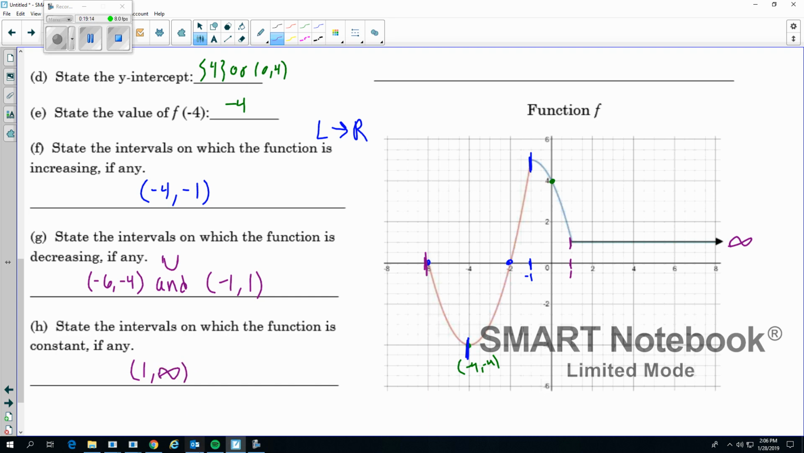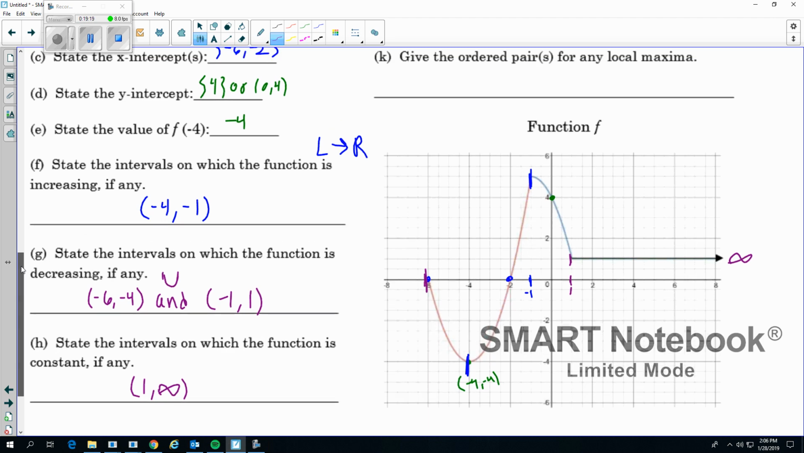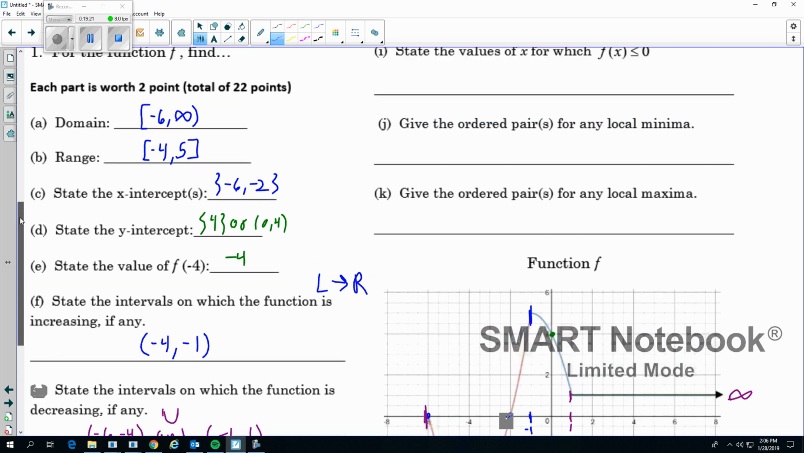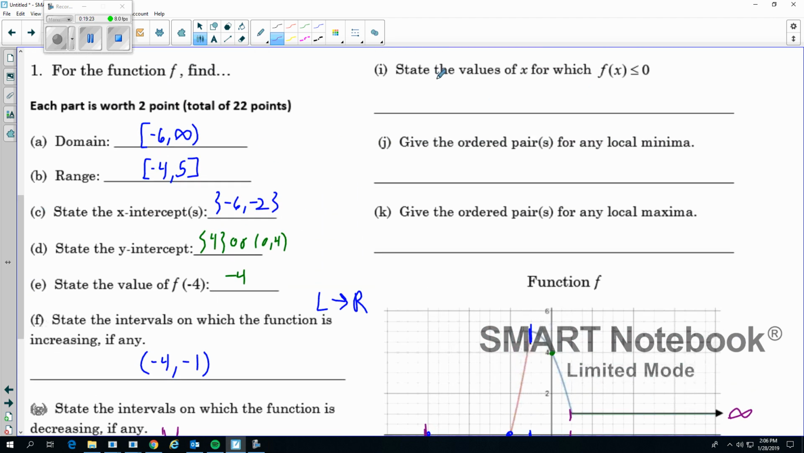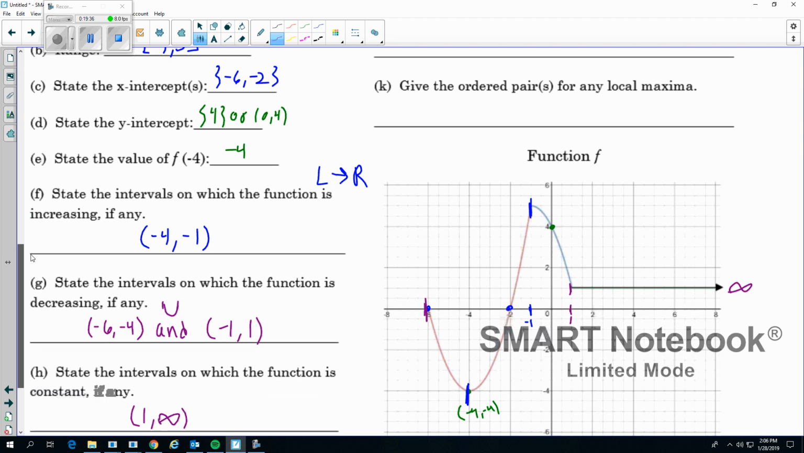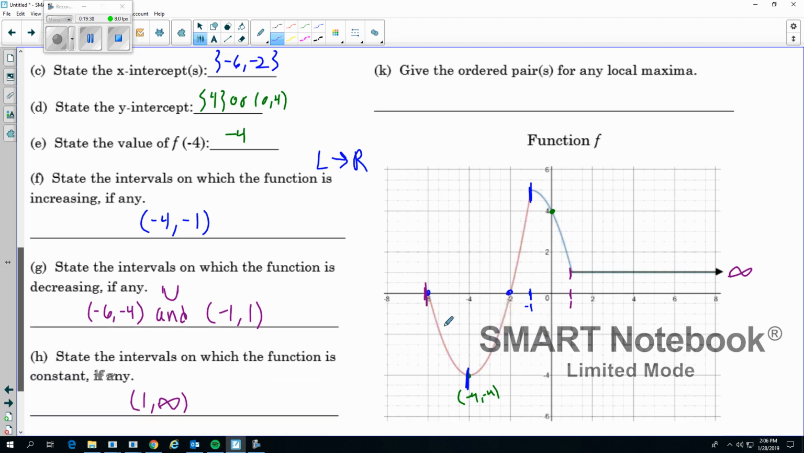Okay, have a couple more questions up here. So this one right here says state the values of x for which f of x, basically saying for when y is less than or equal to 0. So you're looking for when the y values are 0 or negative. And they want us to give the x values for when that occurs. And that's this part right here, this U-shape right here, because all these y values are negative right here, right?